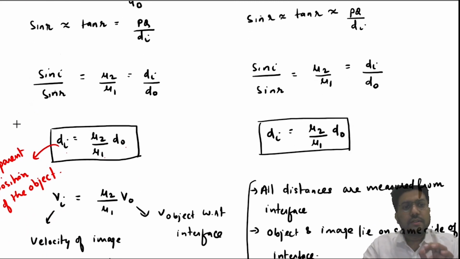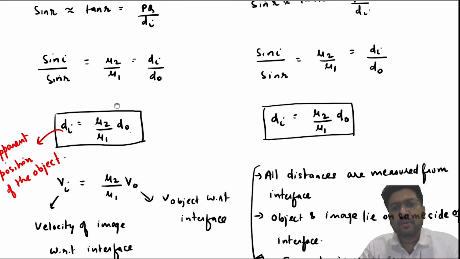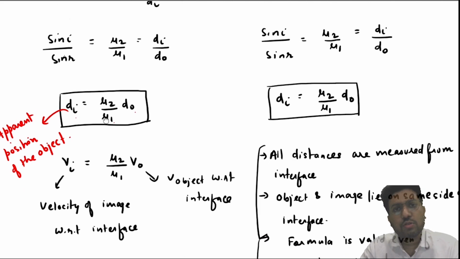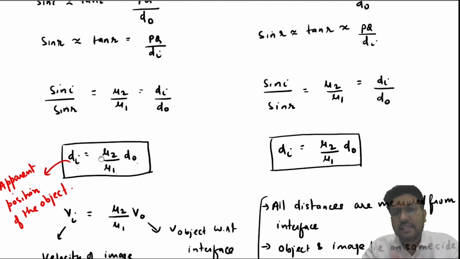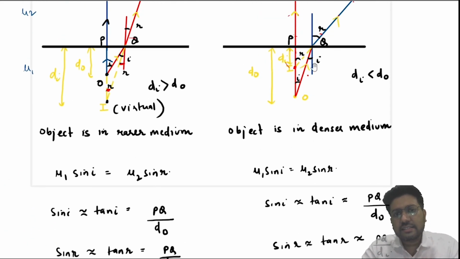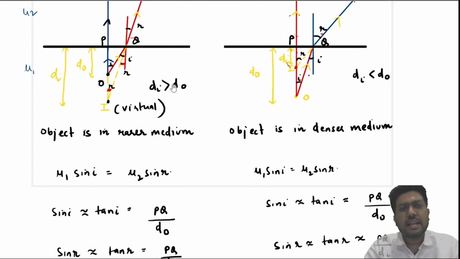Okay, so di again is also called the apparent position of the object. Now there is one important thing here that you should know, that both the formulas are same, right? Whether the object is in rarer medium or denser medium, the formula is same, and mu1 is the refractive index of the incident side and mu2 is the refractive index of the refracted side, right? And if the object is in denser medium, in that case di is less than do. Here see, di is less than do, and if the object is in rarer medium, di is greater than do.